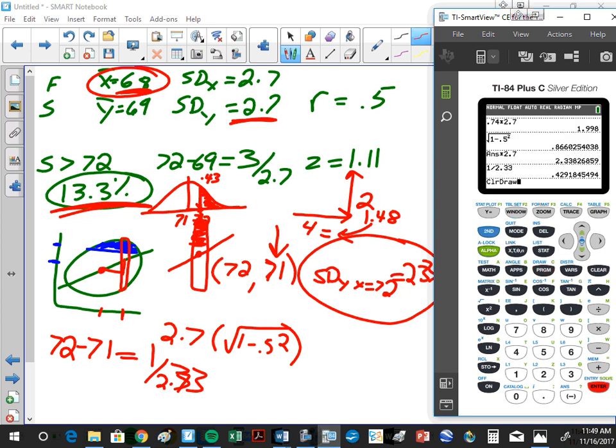So clear draw, shade norm, 0.43 to 5. We end up with 0.33, 33%. Okay, I want you to try the next one, and then I'll turn the video on and finish it.